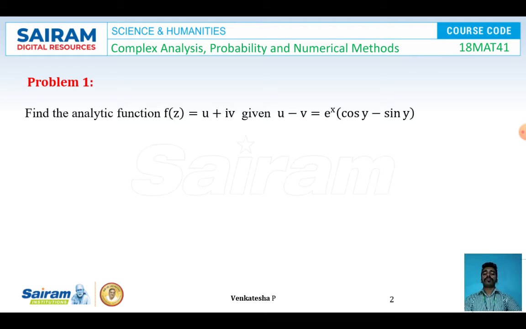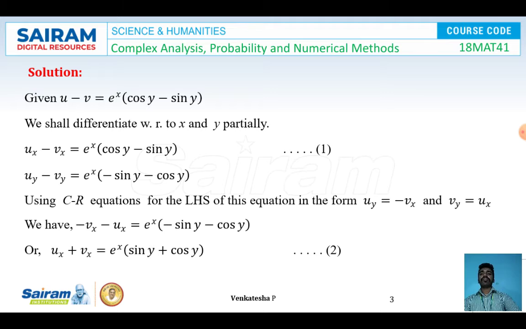Problem number 1. Find the analytic function f(z) = u + iv, given u - v = e^x (cos y - sin y). So here the function has been given in the form of u - v = e^x (cos y - sin y). From this function we are supposed to estimate the function f(z). Now we will see how to find that.